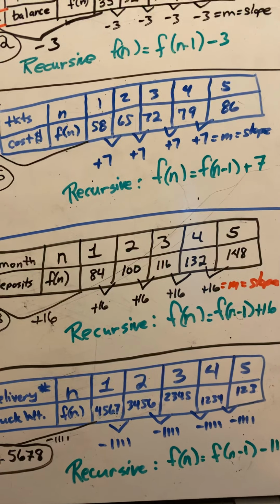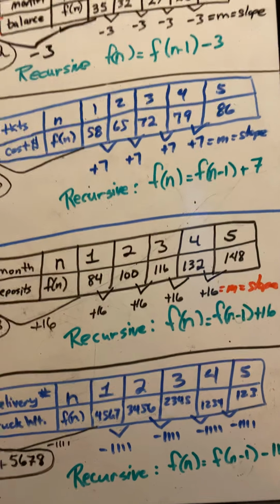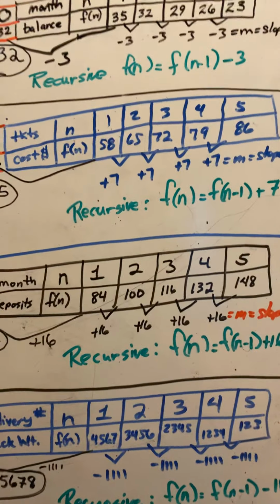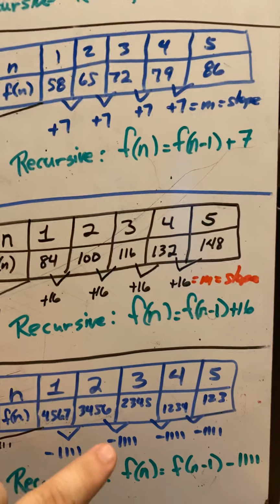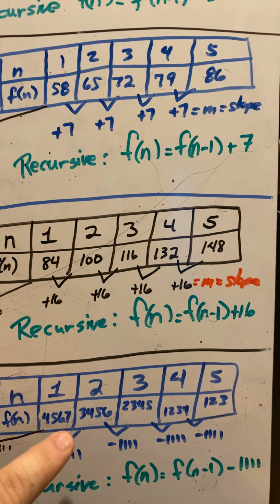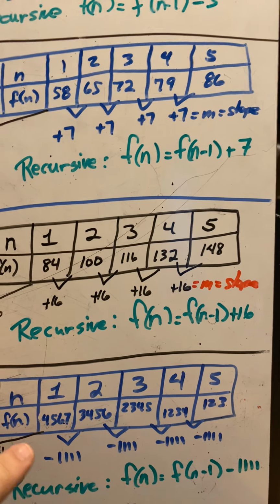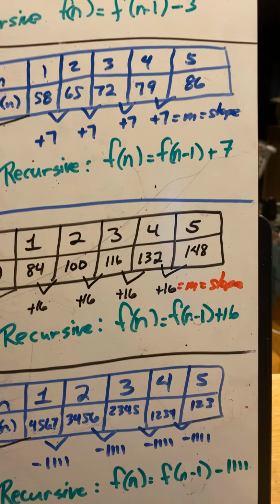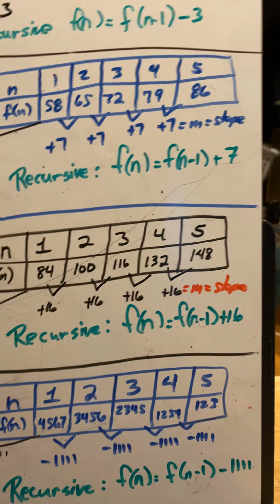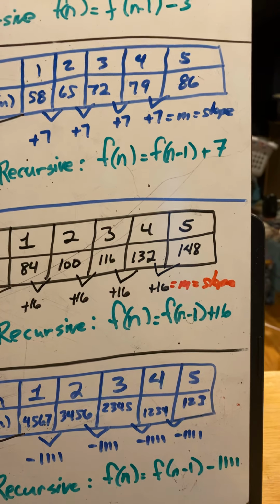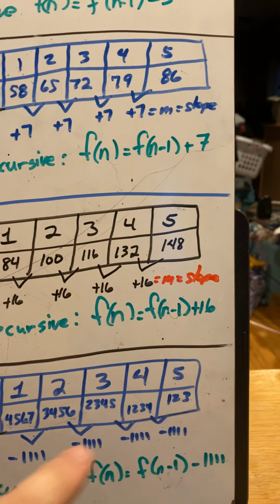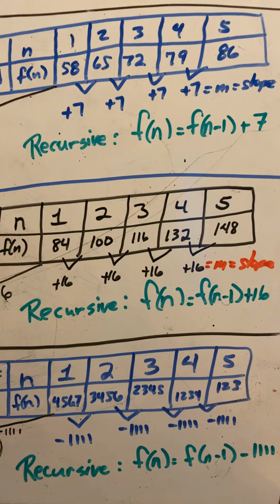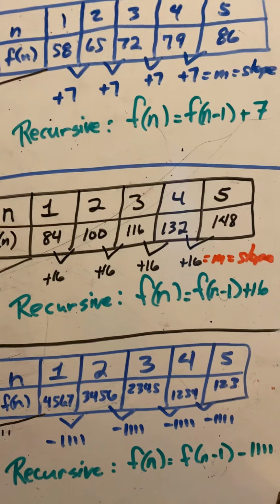Okay, this is number 7, and I have 1, 2, 3, 4, 5. This one, the numbers are a little bit larger, but that's okay. You can go ahead and stick that right in a calculator, or you can do it pencil and paper. So if you take the 3,456 and you subtract the 4,567, you'll find that the difference is negative 1,111. And again, if you check that, it does hold true for all of the other members in this sequence, and so you get f of n equals f of n minus 1 minus 111.